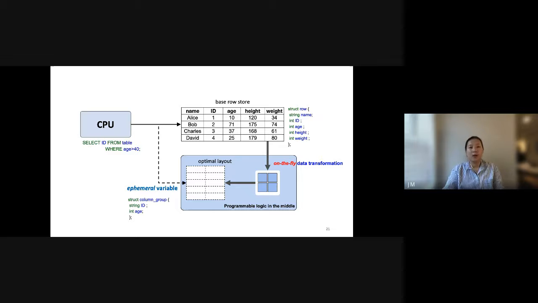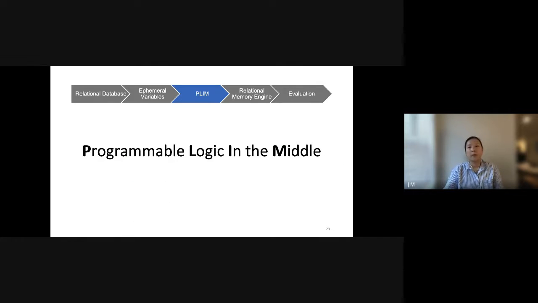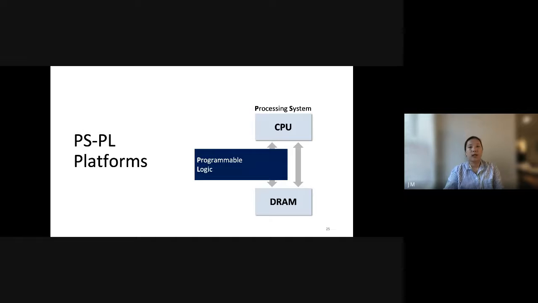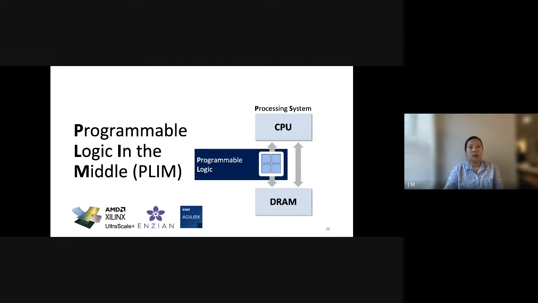The on-the-fly data reorganization is possible using a technique called programmable logic in the middle. This shows the traditional processing system with CPU and memory. And there are platforms that consist of both processing system and programmable logic, such as Xilinx UltraScale or Zynq. The PLIM technique uses these PS-PL platforms, captures the transactions from the CPU, processes them as needed, and returns the processed data. Thus, PLIM has a great advantage in that it does not require any software modification to do the data reorganization.